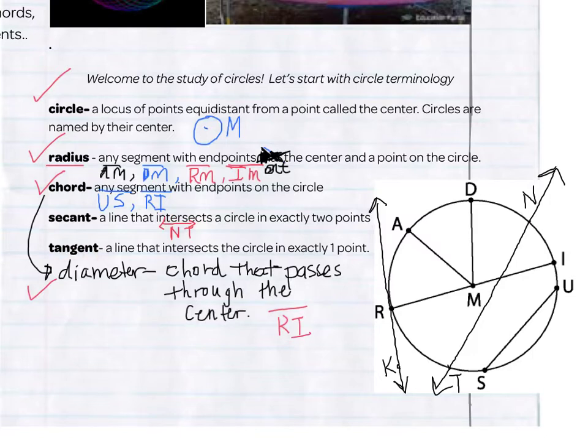Okay, so a tangent is a line that intersects the circle in exactly 1 point, just one. It does not touch anywhere else other than that 1 point. So if we look at our picture, we can clearly see here that this line here, and that would be line RK, actually is a tangent line. So let's actually write that down.